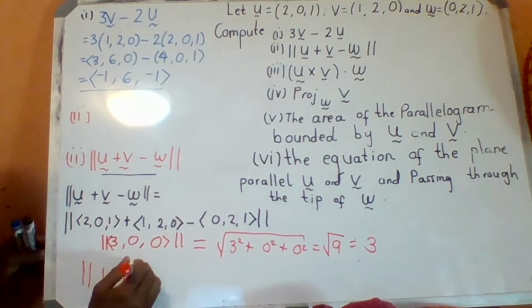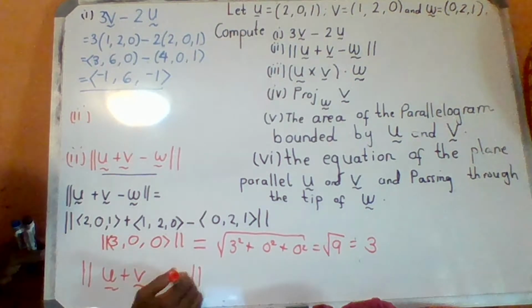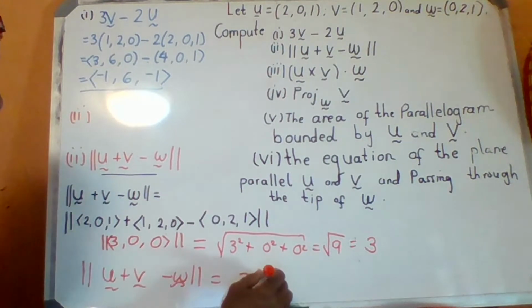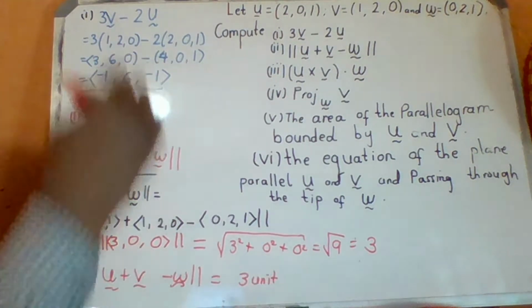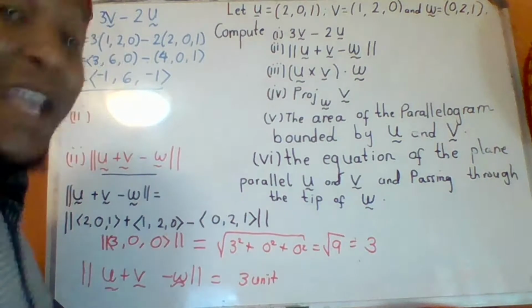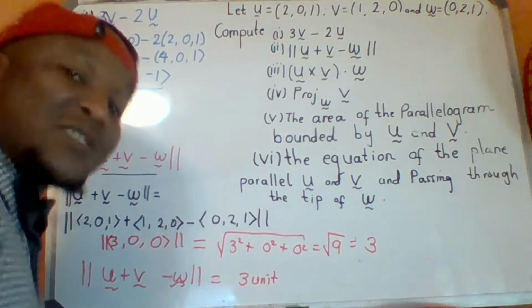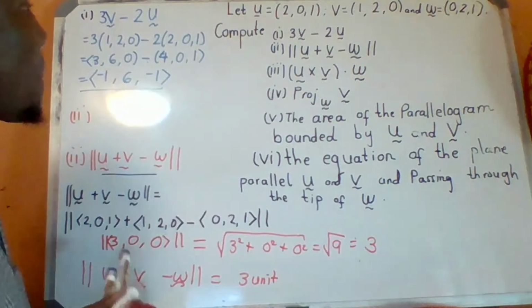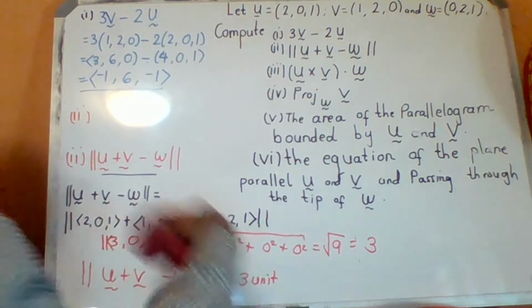So if you say magnitude of u plus v vector minus w, its magnitude equal to 3 units, because remember this is a distance, so it can be units. It can be centimeter, kilometer, hectometer, it can be anything. I'm saying meter, but for this case it just says a unit because we don't know.